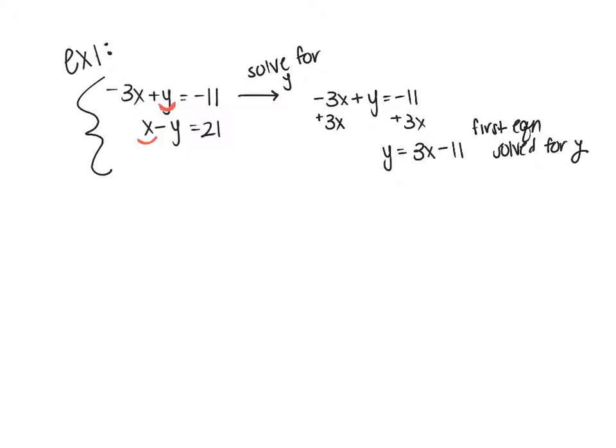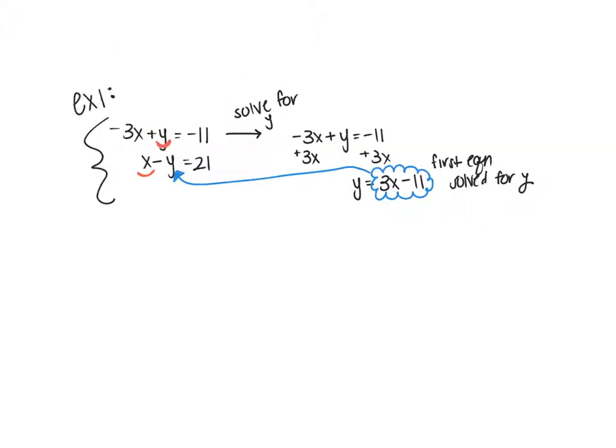So now I'm going to take that, because that is y equals, and plug it into the second equation for y. So I solve an equation for a variable and then I take it and plug it into the other equation. Don't plug it back into itself, you'll get the wrong answer. So I'm going to take my second equation, x minus y, and where there was a y, I'm going to put my other equation.